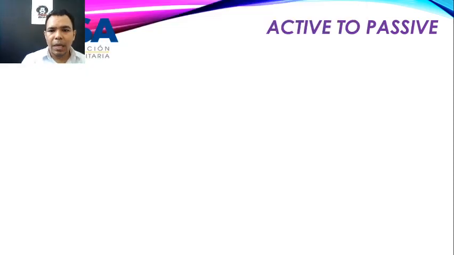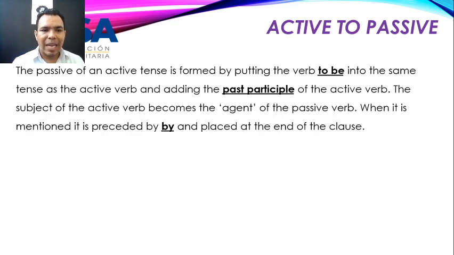Hello again. Now, in this second part of this lesson, we have how to transform an active sentence into a passive sentence. Well, the passive of an active tense is formed by putting the verb to be into the same tense as in the active verb and adding the past participle of the active verb. Remember, the past participle is the third column in the irregular verbs. And for regular verbs, we just need to add -ed at the end.